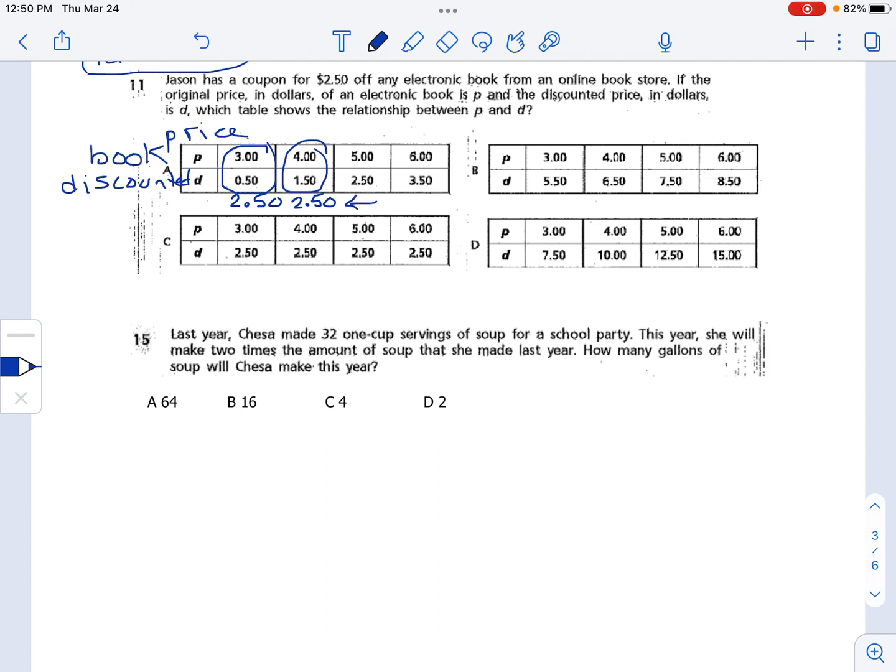Let's confirm that it's not option B. No, we're not going to add $2.50 to the price to give the discounted price. That wouldn't make sense. We're not saving any money there. The discounted price for D here is greater than the original price. When you discount, you're removing money, it's cheaper. And if we look at option C here, the difference is only 50 cents, not $2.50. We haven't subtracted $2.50 from it. So it's not choice C. It is choice A.